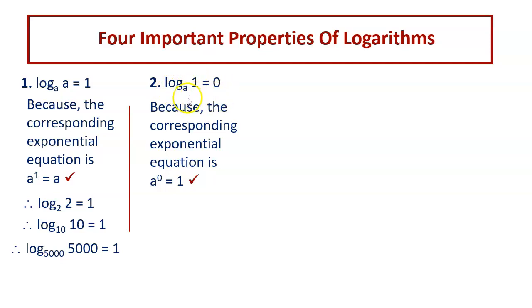Whatever may be the base. The base is a positive number, of course, not equal to 1. And it will always be equal to 0. Okay. For example, log of 1 to the base 3 is equal to 0. You can take log of 1 to the base 200 also. That will also be equal to 0.